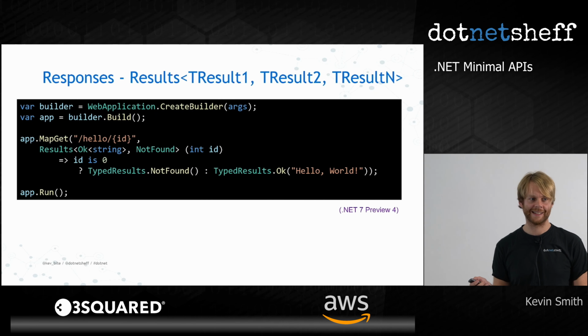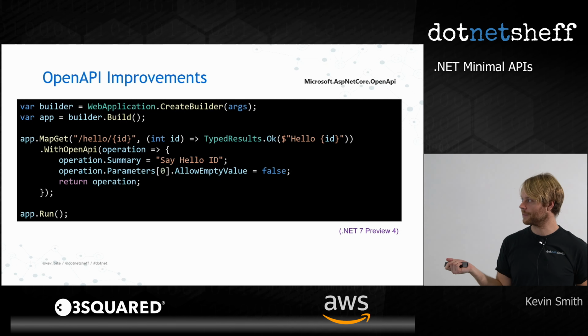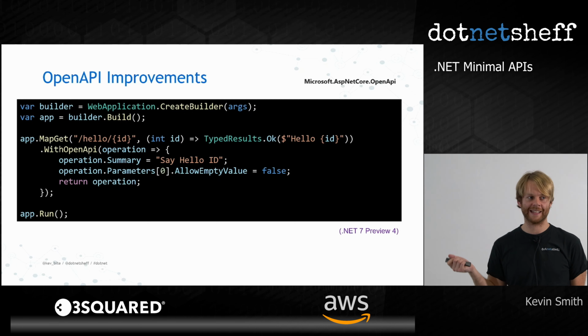There's a bunch more extra OpenAPI improvements. With, I think it's the operation builder within the old way of doing it, you now have a method which you can chain onto your endpoint. So you can do a WithOpenApi, it gives you the operation, and then you can change anything on that operation. You can update the summary, you can change the first parameter of the operation to say allow empty values to be false. You can change anything. So the Swagger OpenAPI documentation, or how it's been generated, is right next to the endpoint, which I quite like, to be fair.